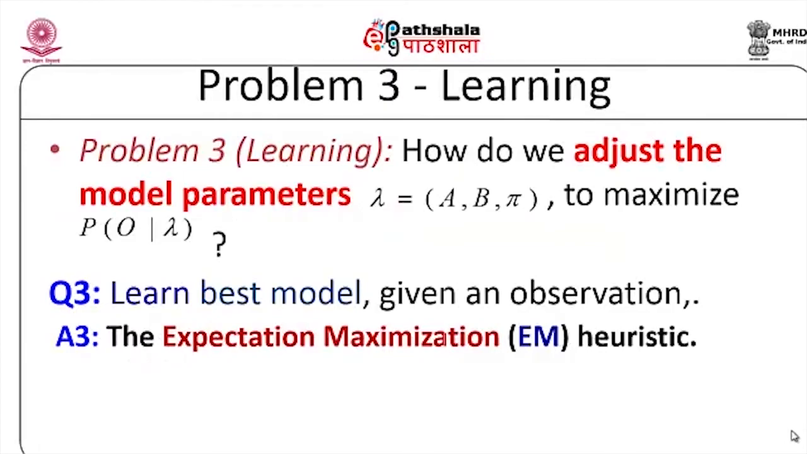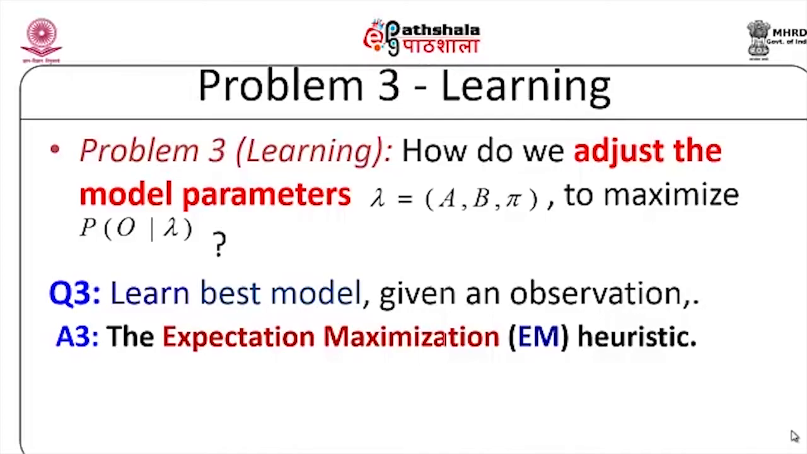And the third problem, which we are going to discuss in the next module, is how do we adjust the model parameters. What are the model parameters? The transition probability, the emission probability and the initial probability, such that given the model, the probability of observing that sequence is the maximum. So, learn the best model given the observation. This is done by what is called the expectation maximization heuristic, the EM heuristic. So, these are the three major algorithms: the Baum-Welch algorithm, the Viterbi algorithm and the expectation maximization heuristic.